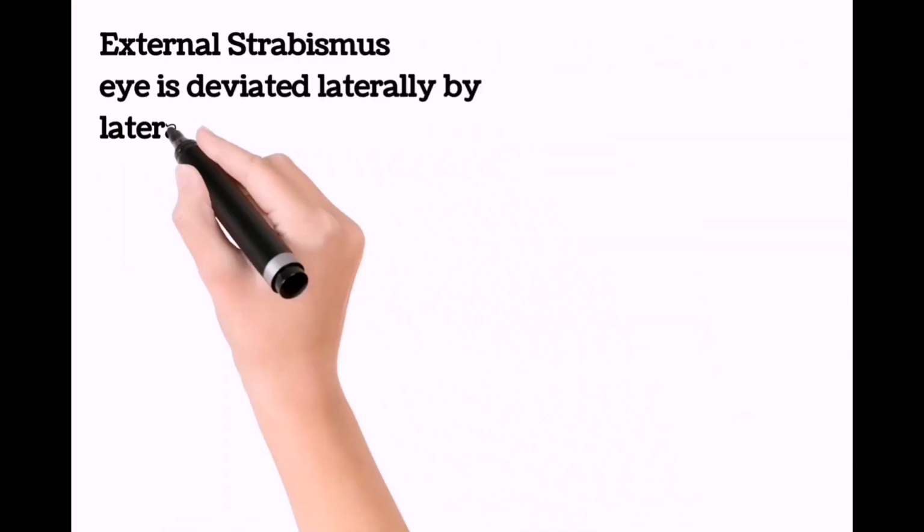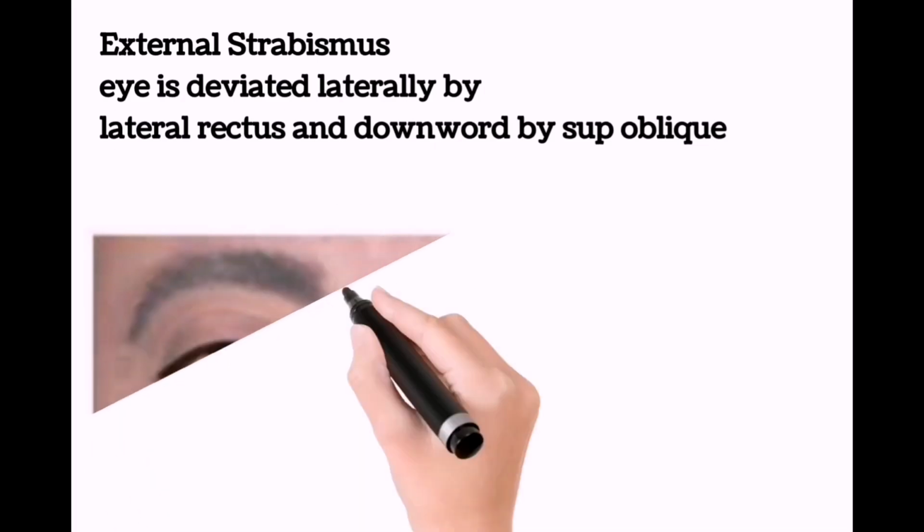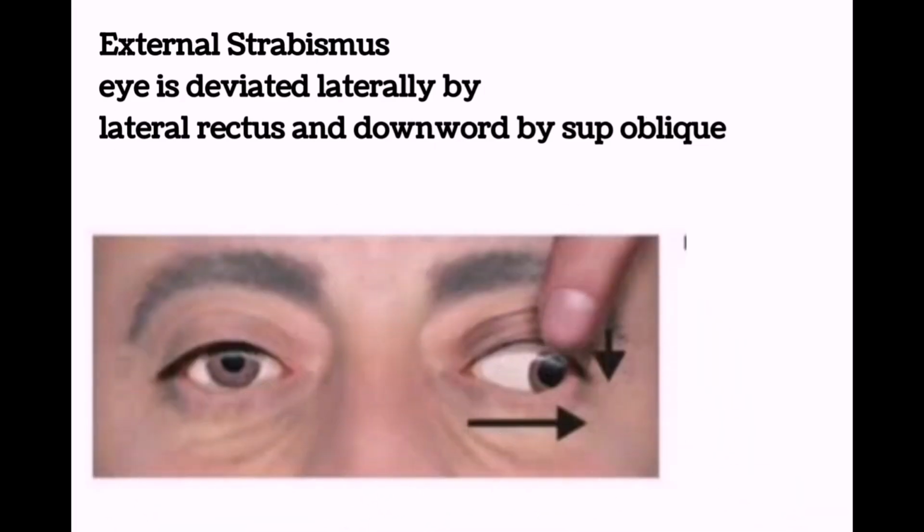The second one is external strabismus. The eye is deviated laterally and downward. Laterally because the medial rectus is not working, so the lateral rectus moves it towards the lateral side, and downward because of the superior oblique, since the inferior oblique is not working.